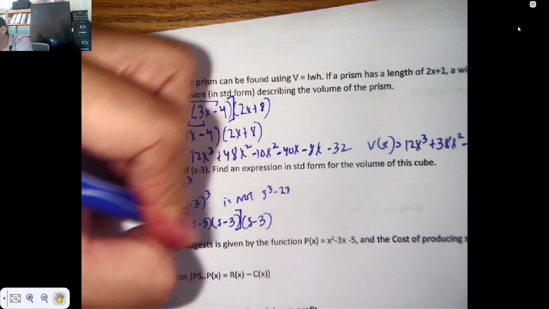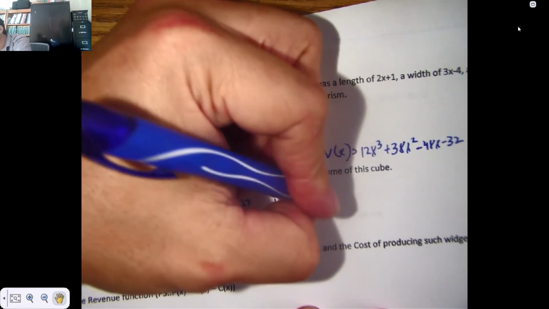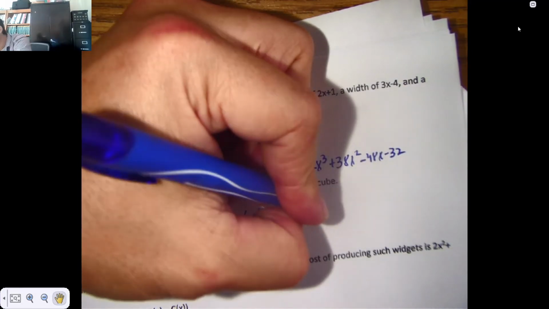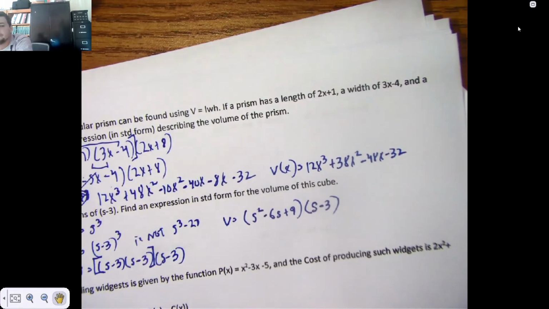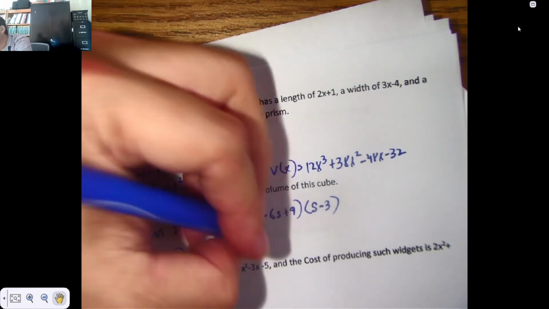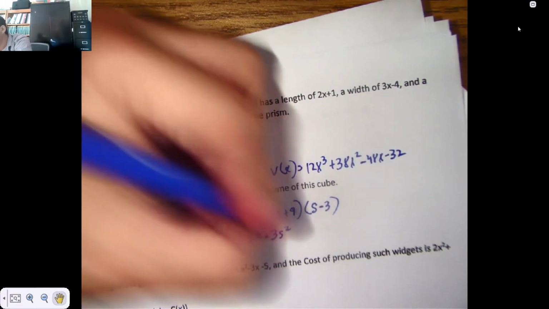Pick any pairing of s minus 3 and FOIL it out. If you do s minus 3 times s minus 3, you'd have s squared minus 6s plus 9. Then you got another s minus 3. Triple distributive property: s squared times s is s cubed, s squared times negative 3 is minus 3s squared.